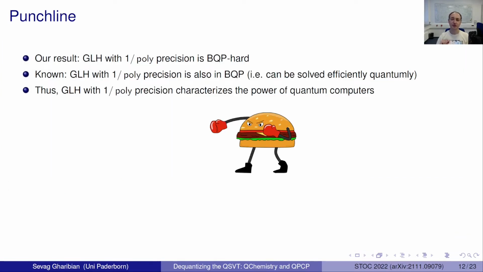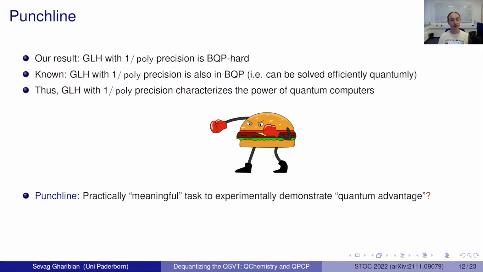Let me just take a brief moment to tell you about the punchline at this point. What we'll show is that GLH is basically BQP-hard to within 1 over poly precision. On the flip side, it's also in BQP because it can be efficiently solved on a quantum computer to within that 1 over poly precision. And so we conclude that GLH to within this 1 over poly precision relevant for quantum chemistry precisely characterizes the power of efficient quantum computation. So the obvious thing to ask is, is GLH a practically meaningful task perhaps to try and demonstrate experimentally quantum advantage in the near term? And that's exactly, of course, what quantum chemists are working on. This is that talk by Garnet Chan that I mentioned.